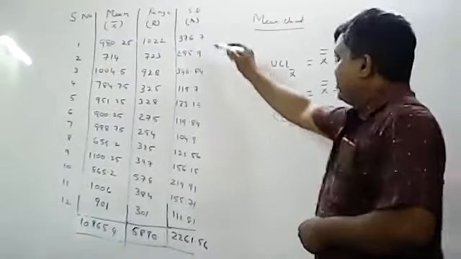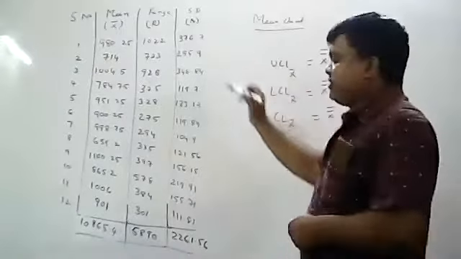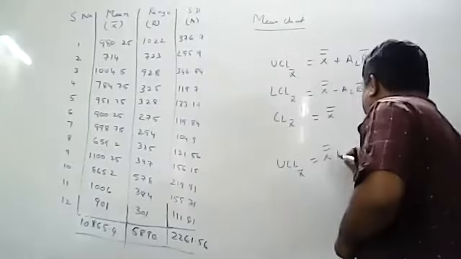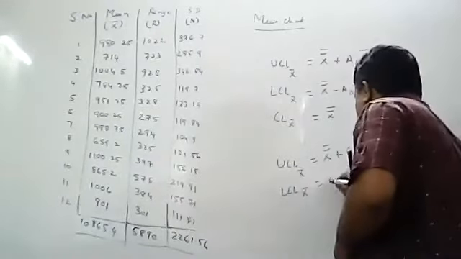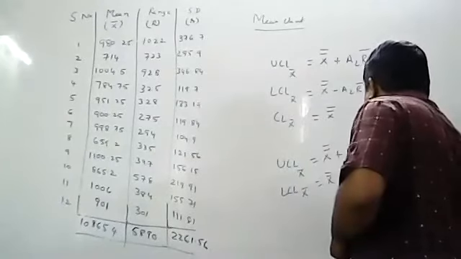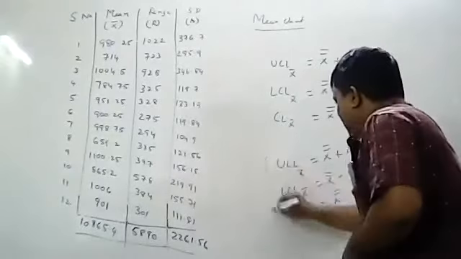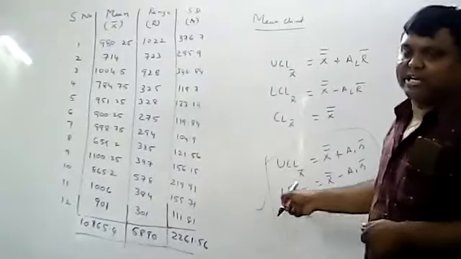By using standard deviation, specifically if you ask to calculate the mean chart by using standard deviation, then you can use the formulas UCL x bar equal to X double bar plus A1 S bar, LCL x bar equal to X double bar minus A1 S bar, and CL x bar equal to X double bar. So these formulas are used when specifically mentioned.